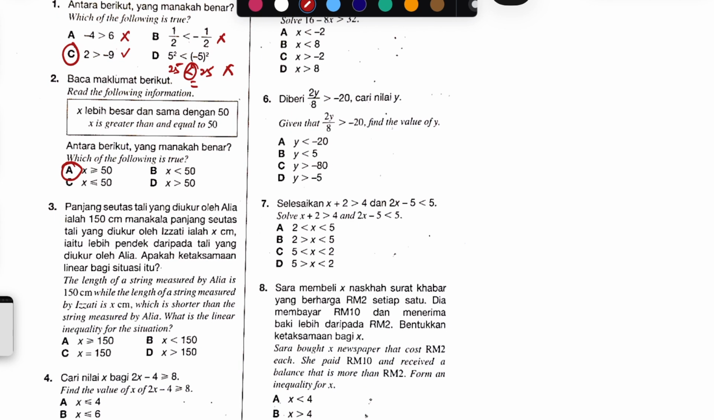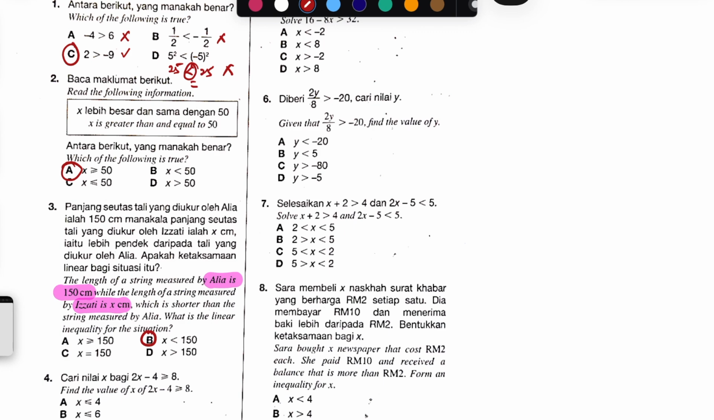So look at question number 3. The length of a string measured by Alia is 150, while the length of a string measured by Izati is X, which is shorter than the string measured by Alia, meaning that X is shorter. Therefore, based on the situation, what is the linear inequality? So less than, right? X is less than what? Less than 150. So X is less than 150. The answer for number 3 is B.